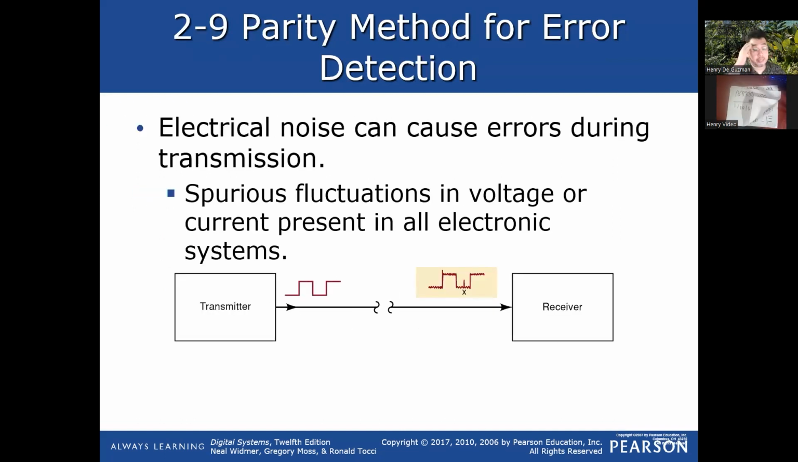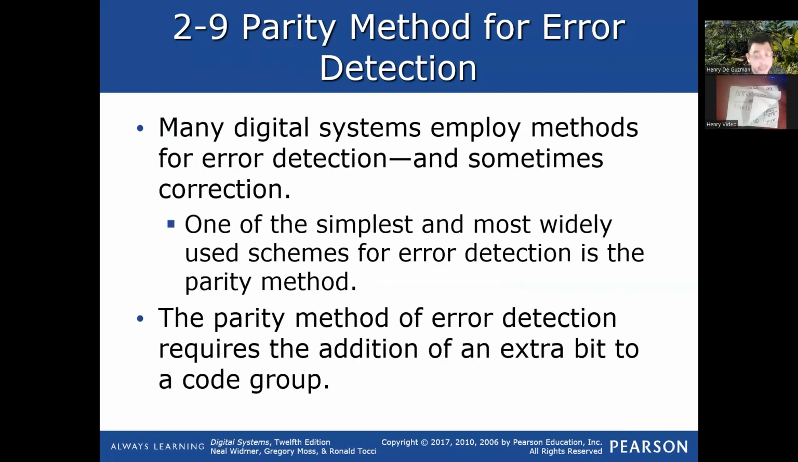Then sometimes electrical noise can cause errors during transmission. Spurious fluctuations in voltage or current are present in all electronic systems. So with all that, nagkakaroon tayo ng error. Okay? So many digital systems employ methods for error detection and sometimes correction. So one of the simplest and most widely used schemes for error detection is the parity method. The parity method of error detection requires the addition of an extra bit to a code group.